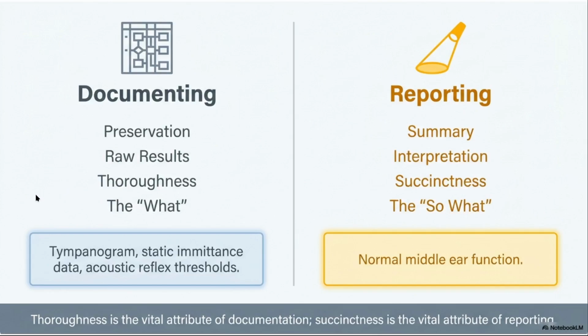It's crucial to distinguish between documentation and reporting. Documentation is the preservation of examination and test results in a medical record. Reporting is the summary of that documentation. Thoroughness is an important attribute of documentation. Succinctness is an important attribute of reporting. For example, detailed tympanogram metrics belong in documentation, while the summary phrase, "normal middle ear function," belongs in the report.